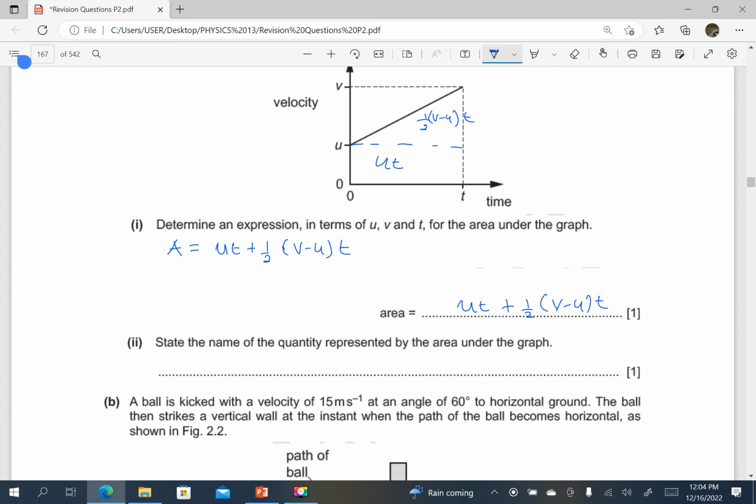State the name of the quantity represented by the area under the graph. Of course, this represents the displacement because this is a velocity time graph. So this is displacement.